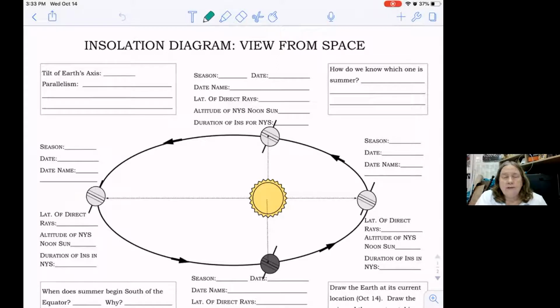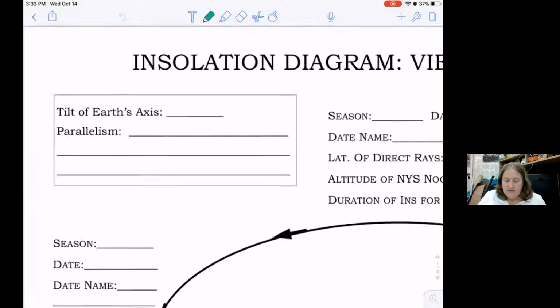So on Google Classroom, there is a document called Insulation Diagram 1. You need to open that document up, put it into Notability, and then put this video split screen with that so you can fill in the document as I go through it. All right, so here we go. We're going to start with this upper left-hand corner.